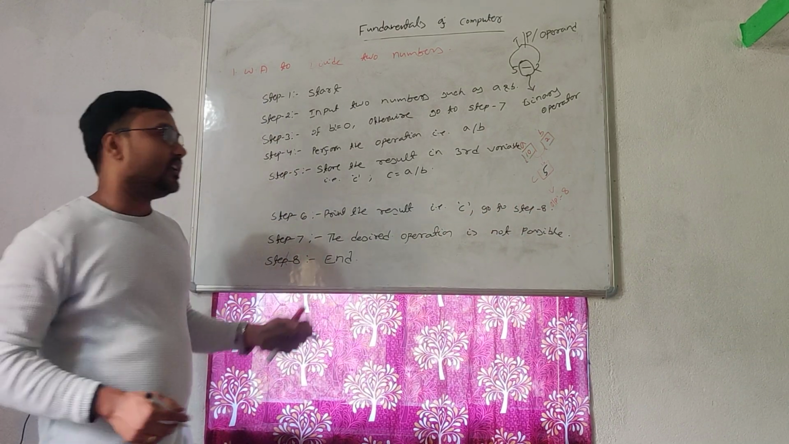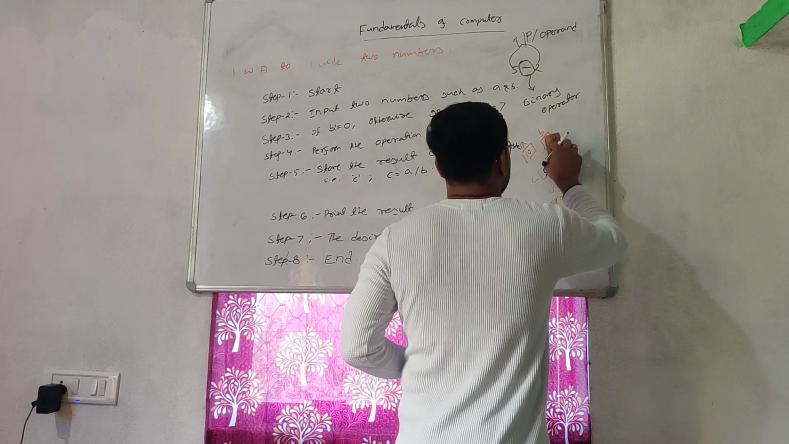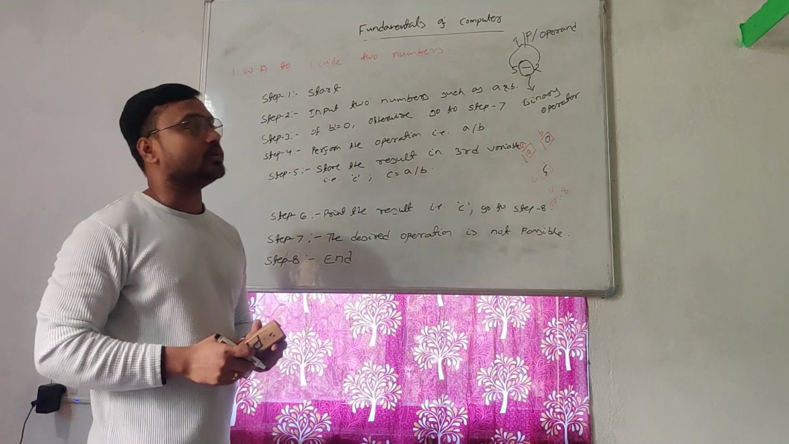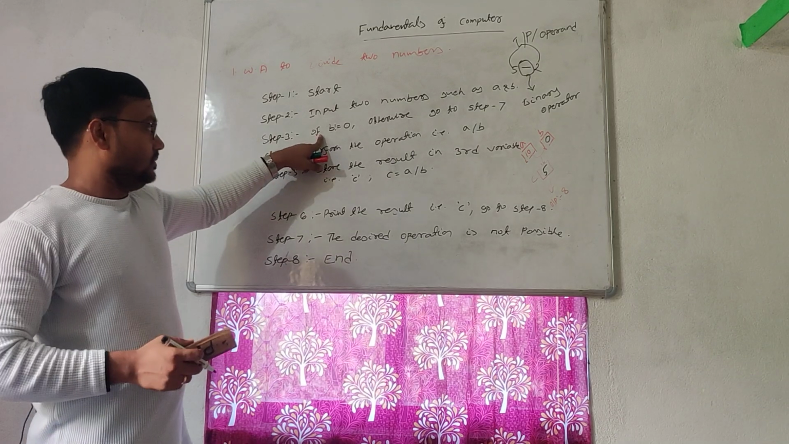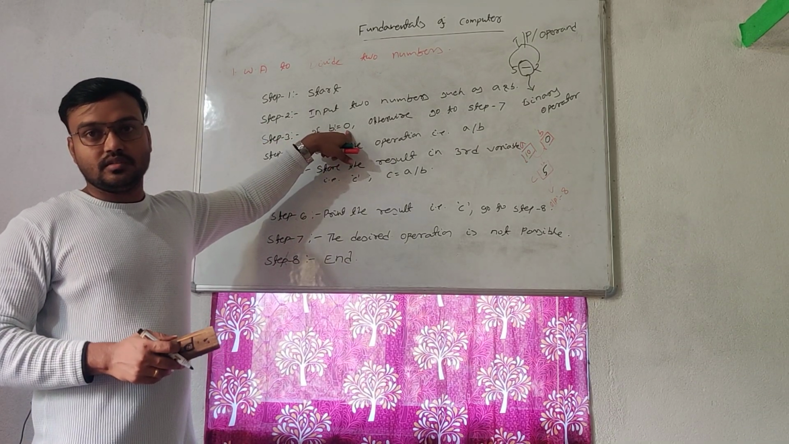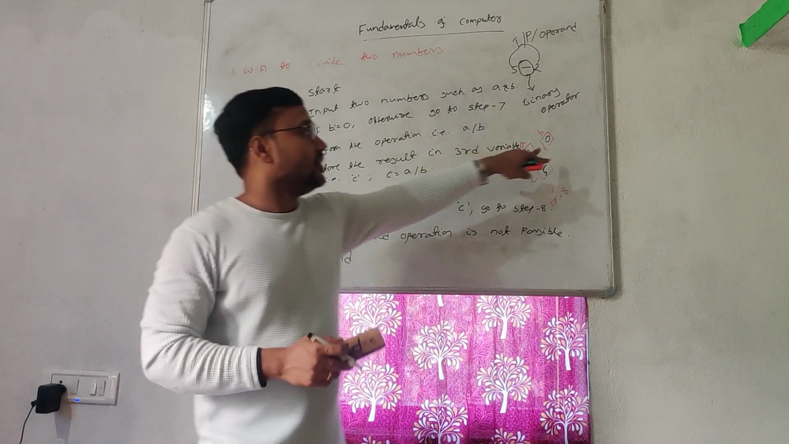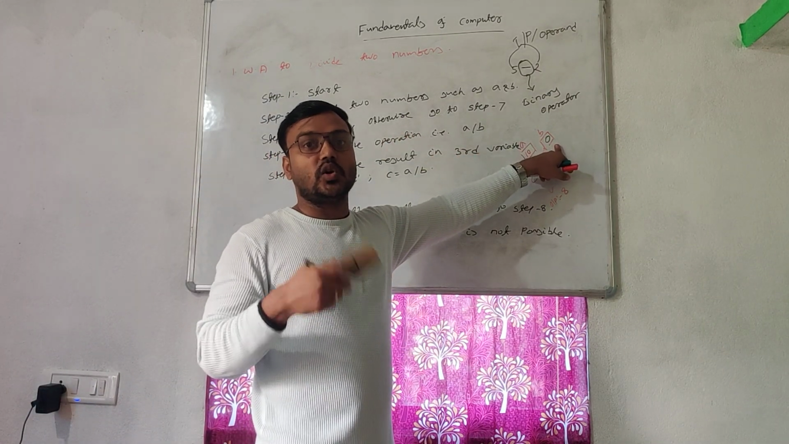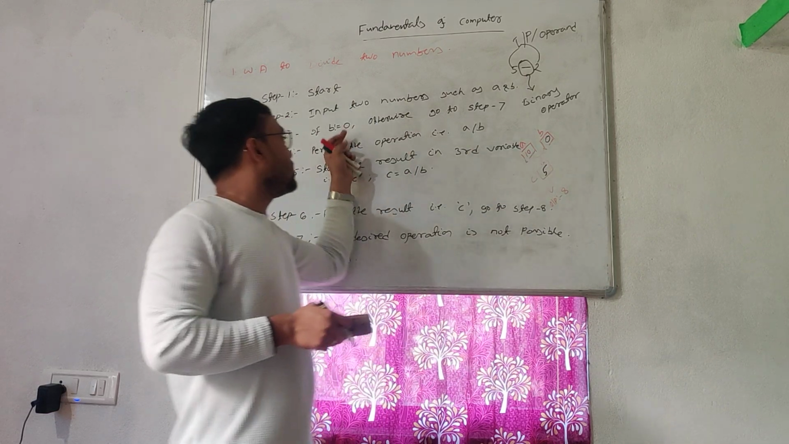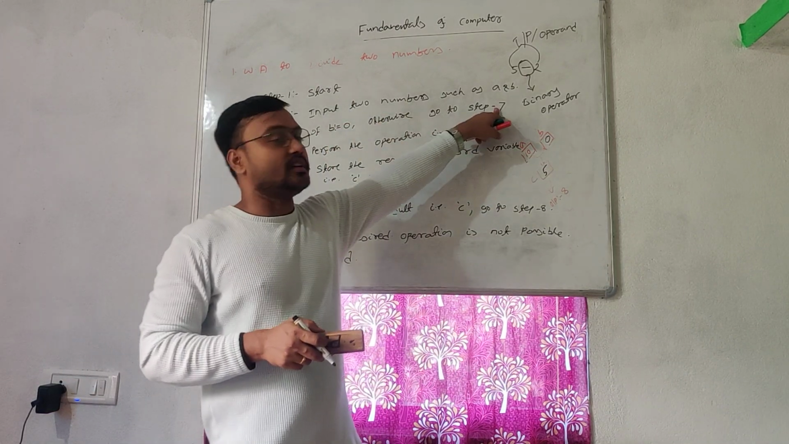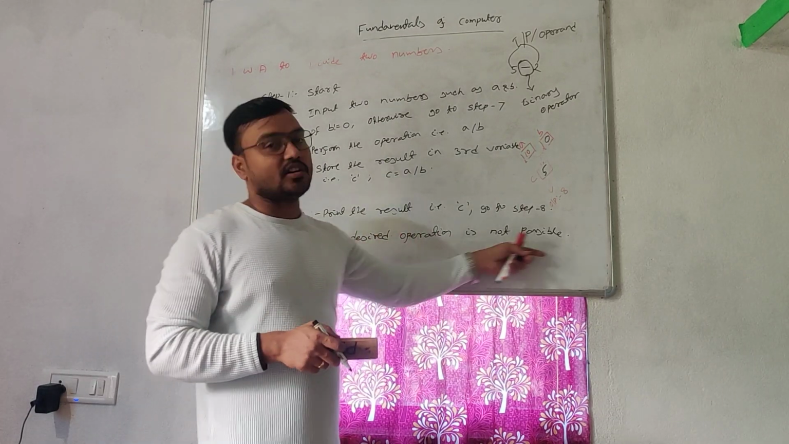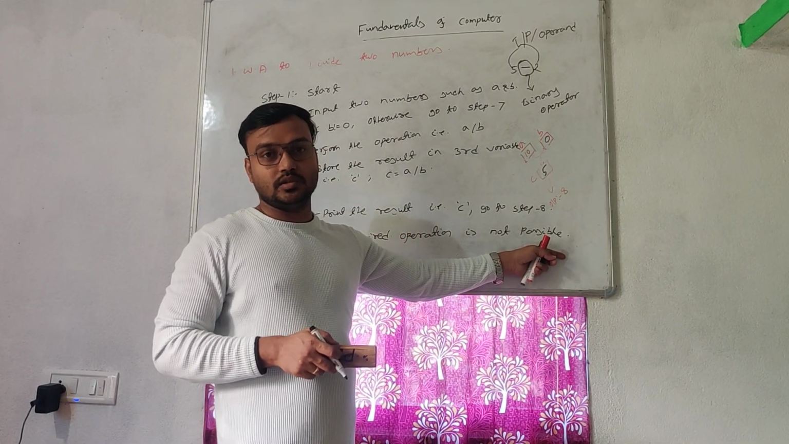Clear? Let's say instead of 2, b is having 0. Then what will happen? In step 3, b not equals to 0, condition becomes false. Why? b is 0. 0 is not equal to 0, condition false. b is equal to 0. Right? Not equal to 0 means condition false. False will go to step 7. So division operation is not possible because b is 0.